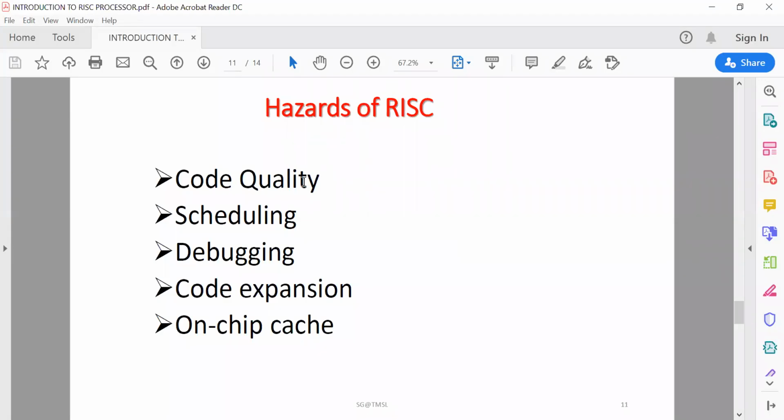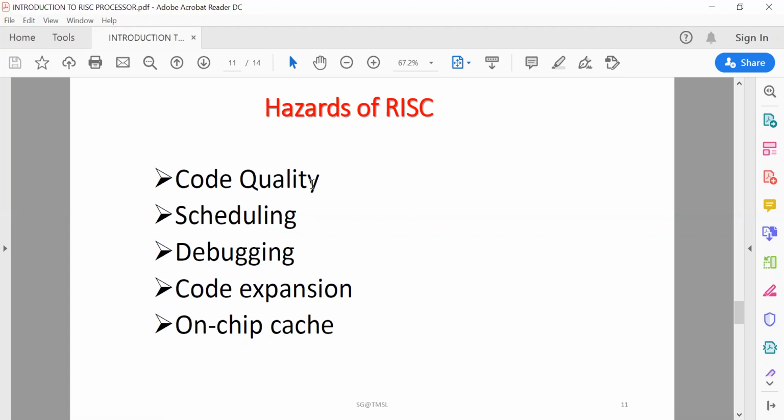The first one is code quality. The performance of the RISC processor depends greatly on the code that it executes. If the programmer or compiler does a poor job of instruction scheduling, the processor can spend quite a bit of time stalling, that means waiting for the result of one instruction before it can proceed with a subsequent instruction. So code quality needs to be considered.